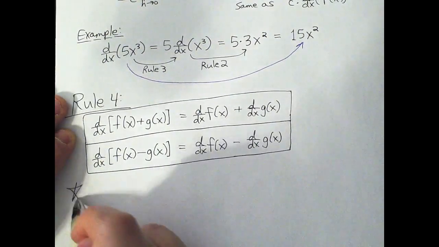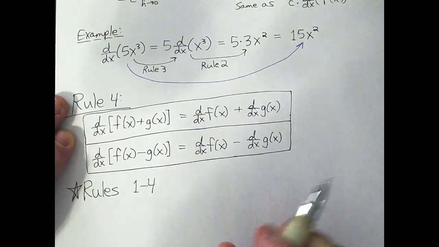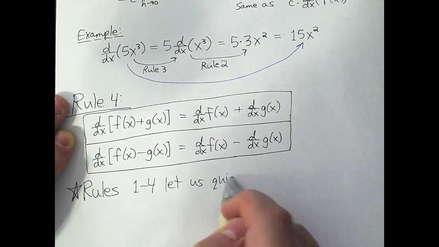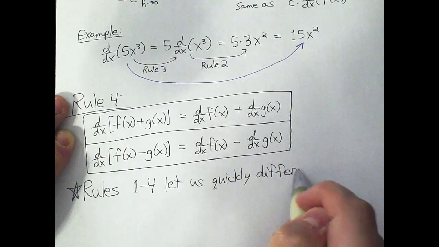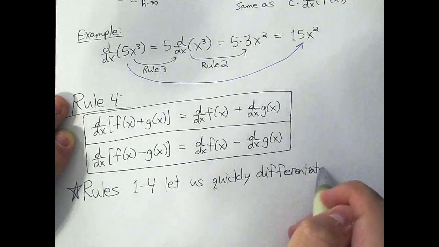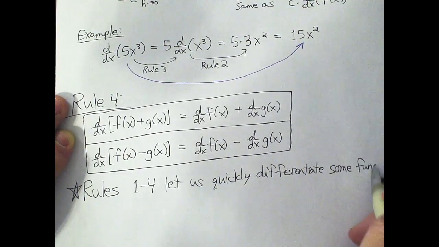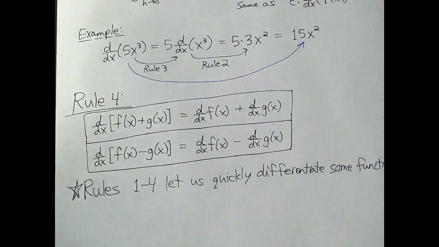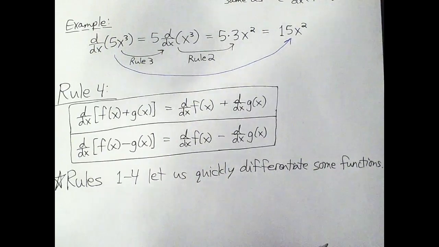I want to say that rules 1 to 4 let us quickly differentiate some functions. I'm saying some functions because there are still more rules that we need in order to differentiate everything that we want to do in this course.